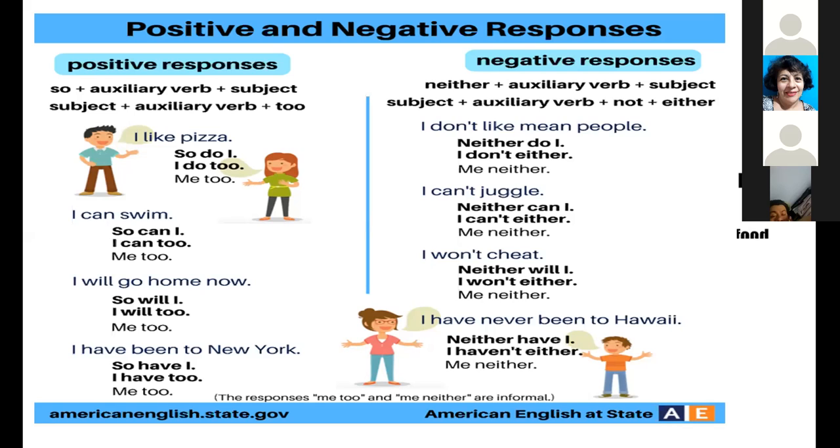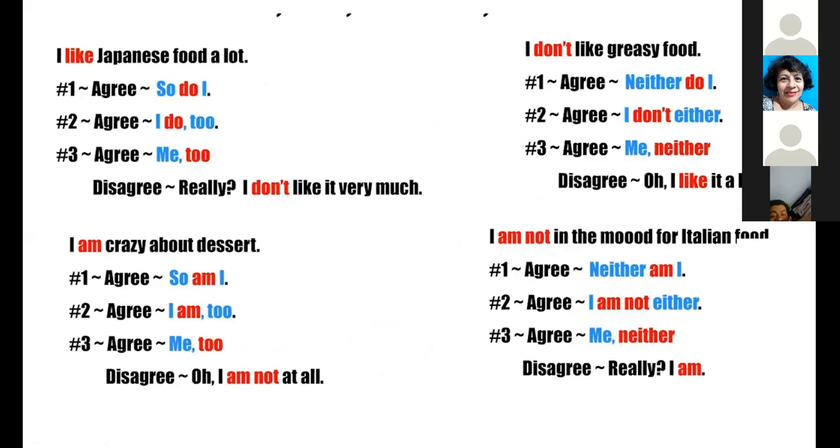I do too es como yo también, ¿verdad? A mí me gusta también, porque el do es equivalente a like. Y la tercera, me too, a mí también. El so do I es como, así me gusta a mí. Literal, ¿verdad? Pero no hace mucho sentido en la traducción. Igual a mí, esa podría ser una mejor traducción, la más contextualizada. Excellent, thank you very much.